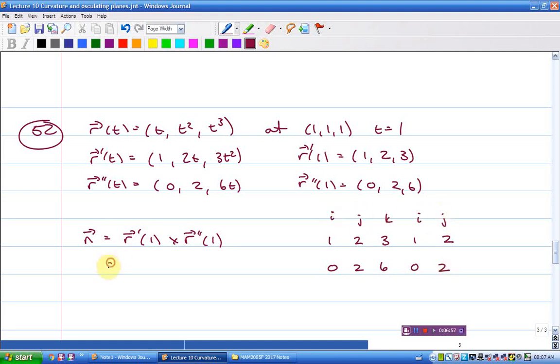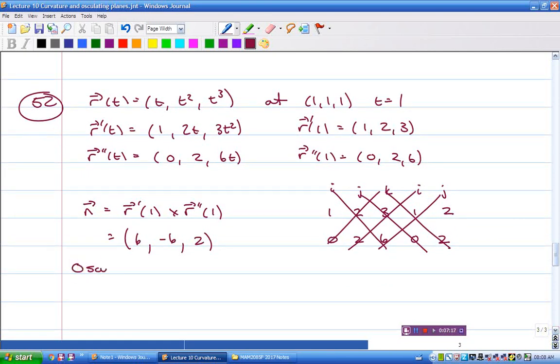This is how I do it. Let's have a look. It's 12 subtract 6. It's 0 subtract 6. It's 2 subtract 0. There we go. There's my normal. That's the normal to the osculating plane.